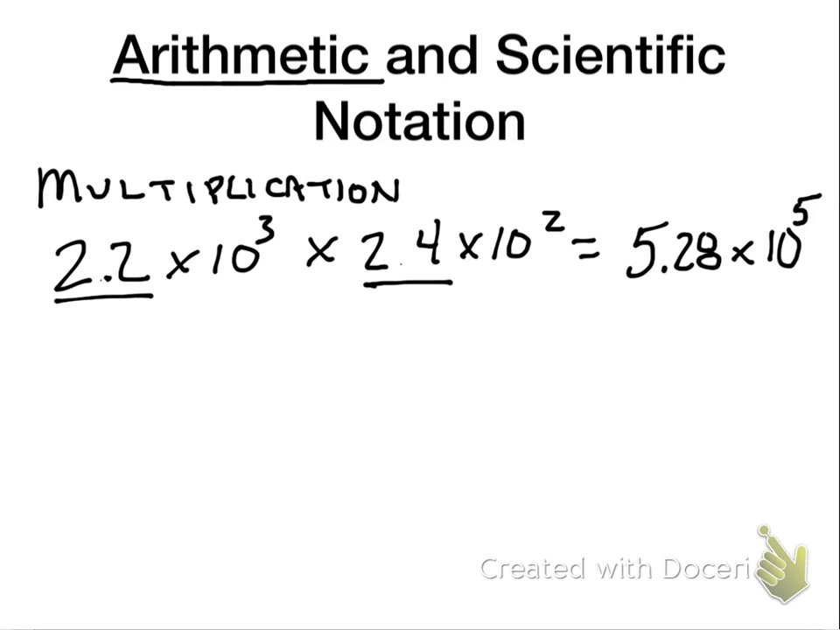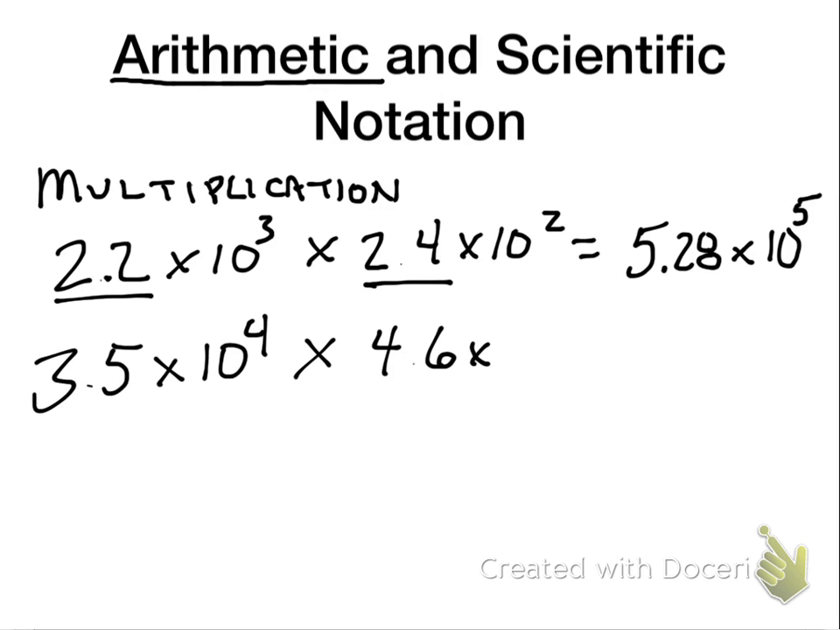You can always go back and check your work. If you took those out of scientific notation and multiplied those values, you can always double check it that way if you would like to. Let's do another one that might be a bit more difficult perhaps. If we do 3.5 times 10 to the 4th times 4.6 times 10 to the 5th.